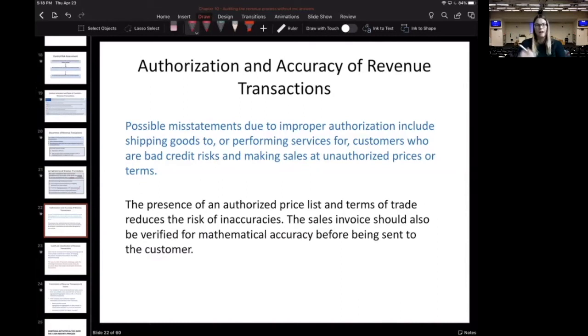So rather than having orders being placed over the phone, if you make the order online, then the customer can type in the amount they want and you just get it electronically. There's less room for human error.